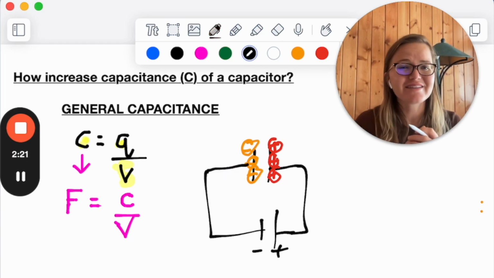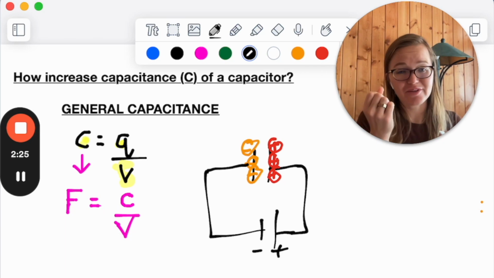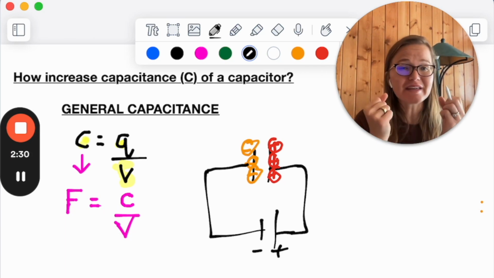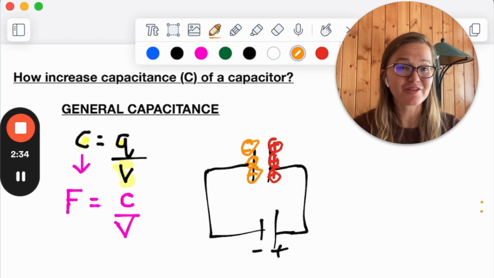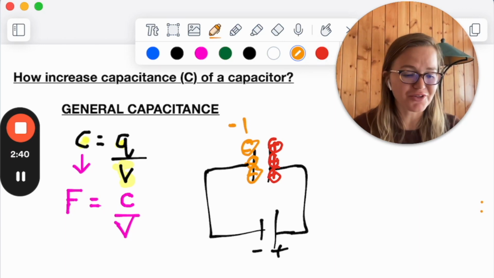So this process continues until eventually you get an equal buildup of negative charge on the left plate of your capacitor and positive charge on the right plate of your capacitor. They're always going to be equal and opposite charge. So for example, if our negative capacitor plate had a total charge of -1, then our right capacitor plate would have a total charge of +1.